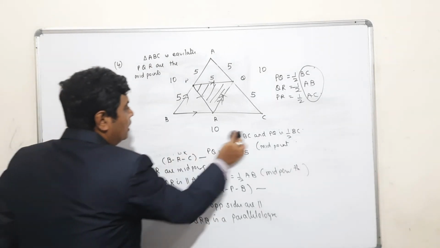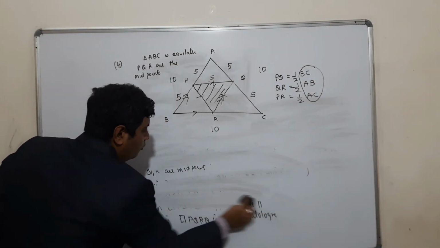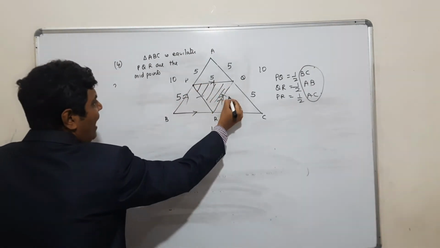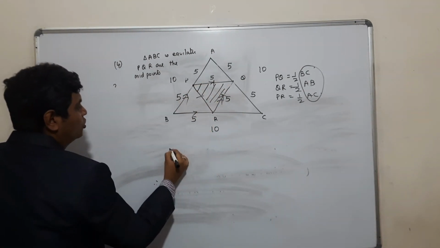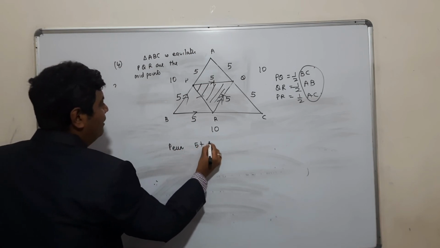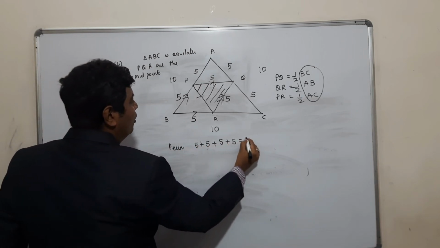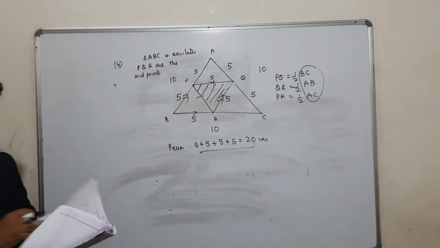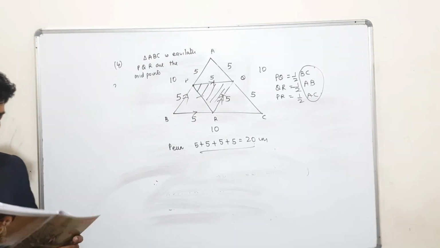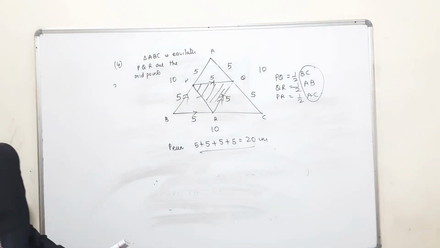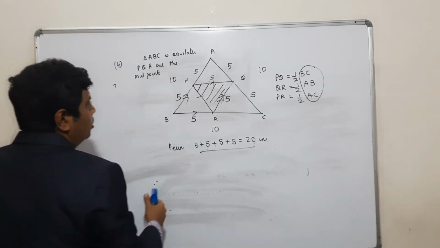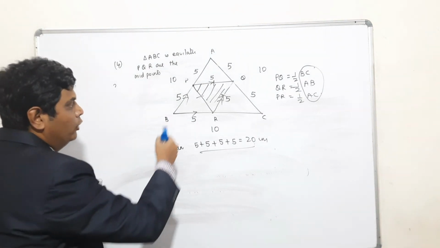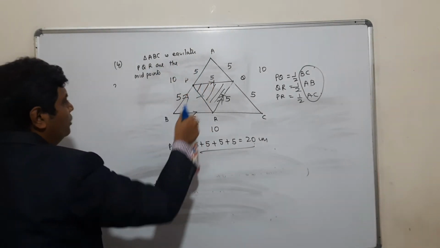Now they have told me to find the perimeter of the parallelogram. Perimeter is nothing but the sum of all these sides. So this is 5, this is 5, this is 5 and this is 5. So perimeter will be 5 plus 5 plus 5 plus 5, which is equal to 20 centimeters. Now let us look at the fifth sum. To prove it is a parallelogram, 1 mark. To prove it is an equilateral triangle, 1 mark. And to find the perimeter, 1 mark. So 3 marks for this question. Okay.